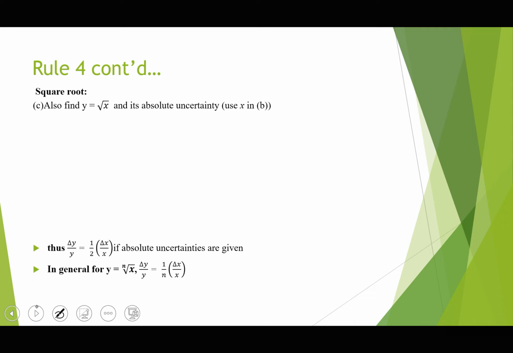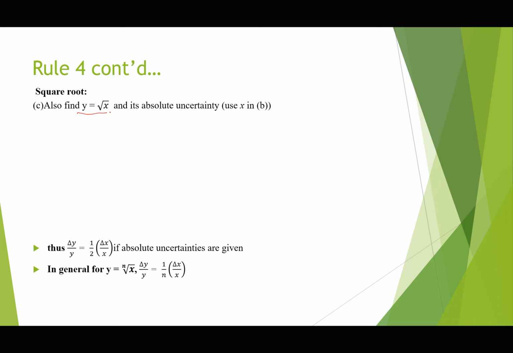Rule number 4 continues to deal with square roots. How do we handle square roots? We are almost done. So there we have a simple example here. We are going to use the same values of x given above, and we are going to try and see if we can find y equals the square root of x.